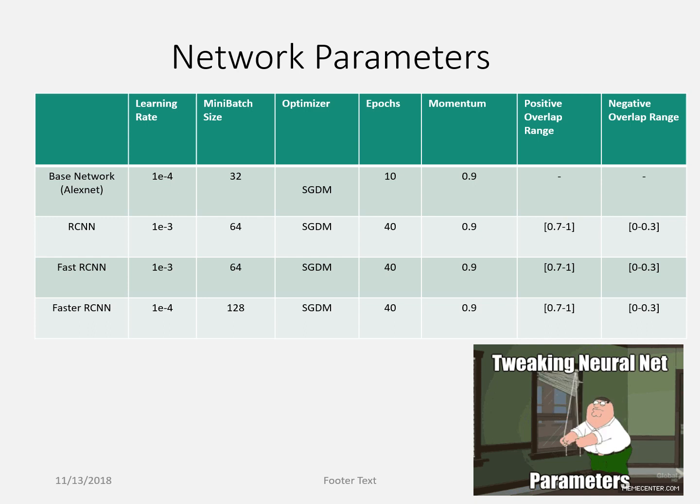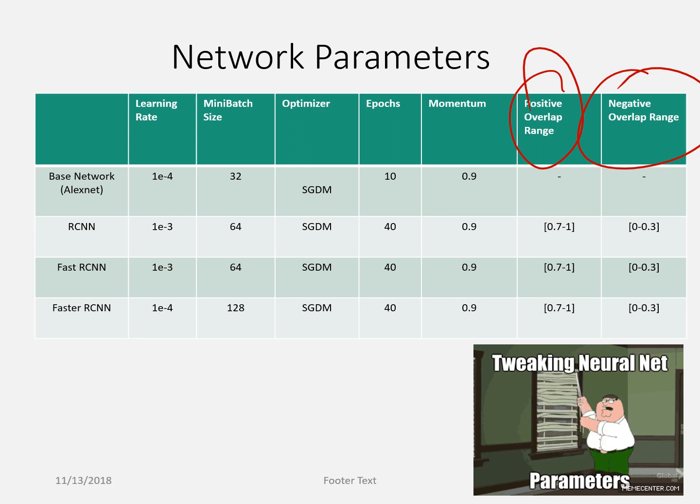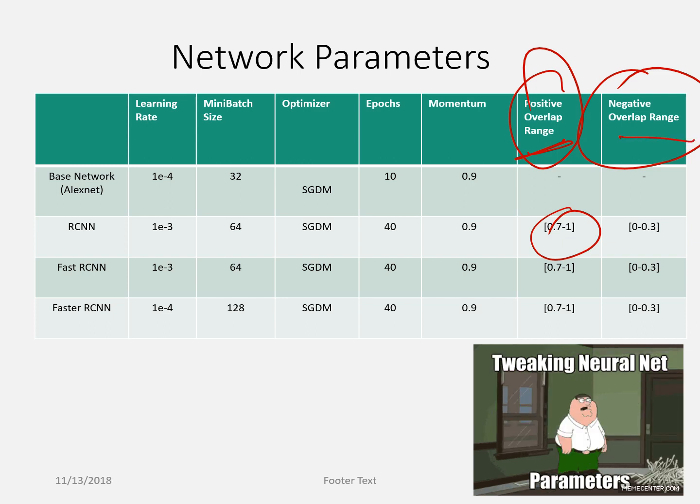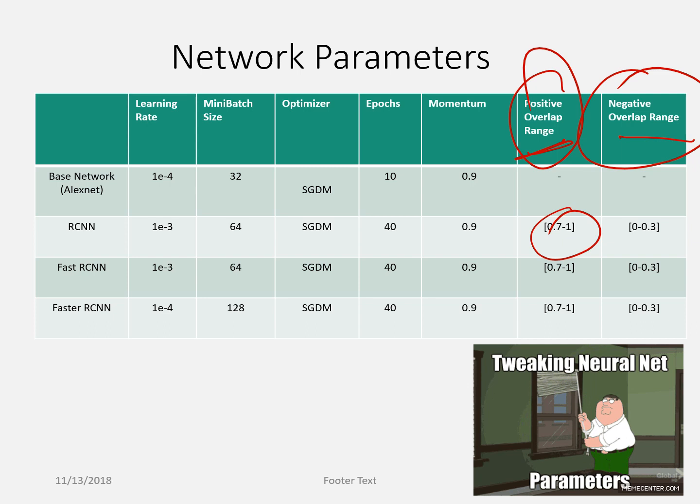One important thing here is the positive overlap range and negative overlap range. As my friends discussed earlier, this is the concept of IOU. If my bounding box IOU is greater than 0.7, only then will I consider it a positive image. I just wanted to reiterate that. And the negative overlap range is between 0 and 0.3, which will be considered a negative region.